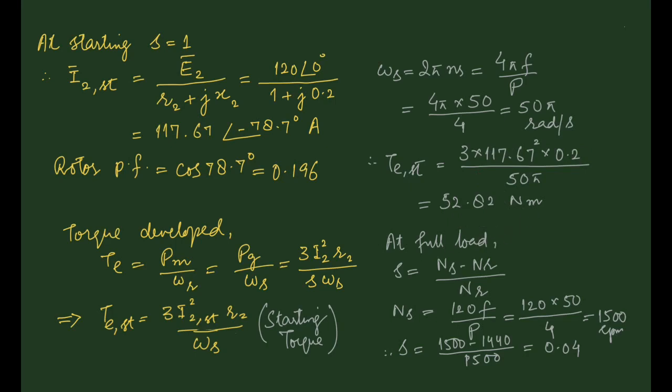Now at full load, let's calculate the full load slip of this motor. S will be equal to ns minus nr by ns. Nr is given as 1440, and let's calculate ns also. Although we have calculated the synchronous speed in radians per second, here we'll calculate in rpm so that we can substitute here to calculate the slip. Now ns, as we know, is 120 f by p, which is equal to 1500 rpm, and the corresponding slip therefore will be equal to 0.04.